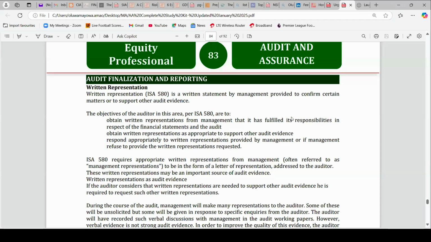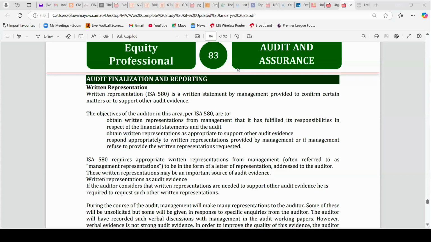Now, we're looking today at audit finalization and reporting. Before we look at that, let's just do a recap of what we did last week. Last week, we were looking at substantive procedures, and we looked at substantive procedures as regards all the line items of the financial statement. Substantive procedures are those procedures that the auditor will carry out to test and confirm and detect any material misstatement in the financial statement.